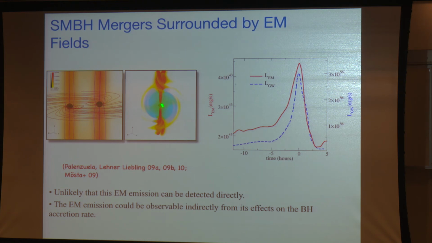People have also looked at magnetic fields surrounding these black holes. A lot of work on this, looking for jet formation, and also looking for how we might detect that radiation. Here's the electromagnetic versus the gravitational wave emission in ergs per second and in time, how quickly that would ramp up and decay. Again, this emission doesn't look likely to be seen directly, but you might get it from understanding black hole accretion rate. So here's another example of work that's been happening.